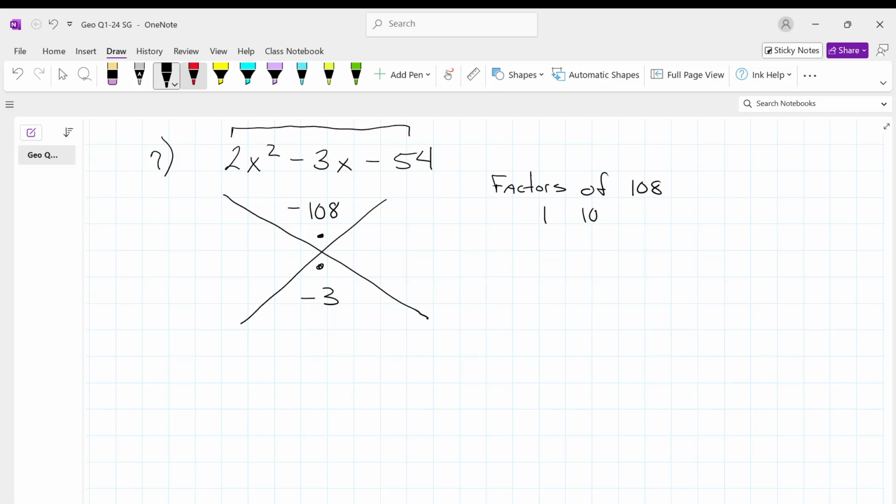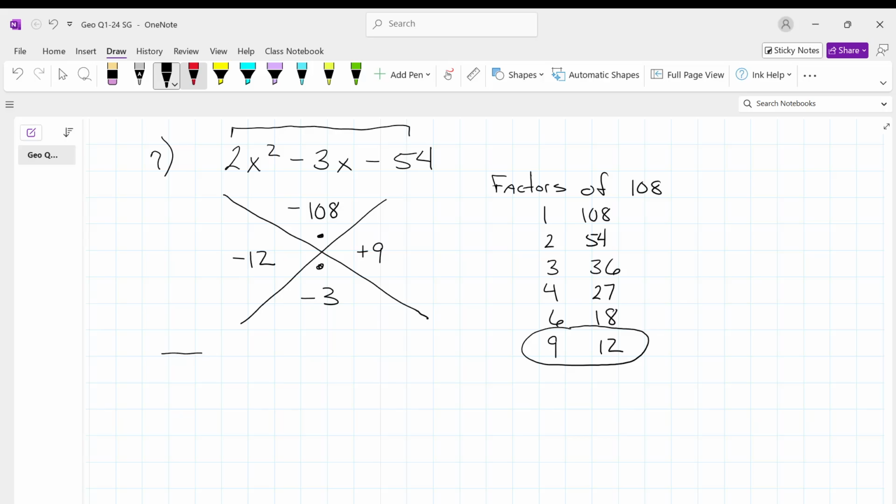That's 1 and 108, 2 and 54, 3 and 36, 4 and 27, 6 and 18, 9 and 12. The 9 and 12 is the only pair that can combine to a 3. So we need a negative 12 plus a positive 9 equals negative 3, and negative 12 times 9 is negative 108.